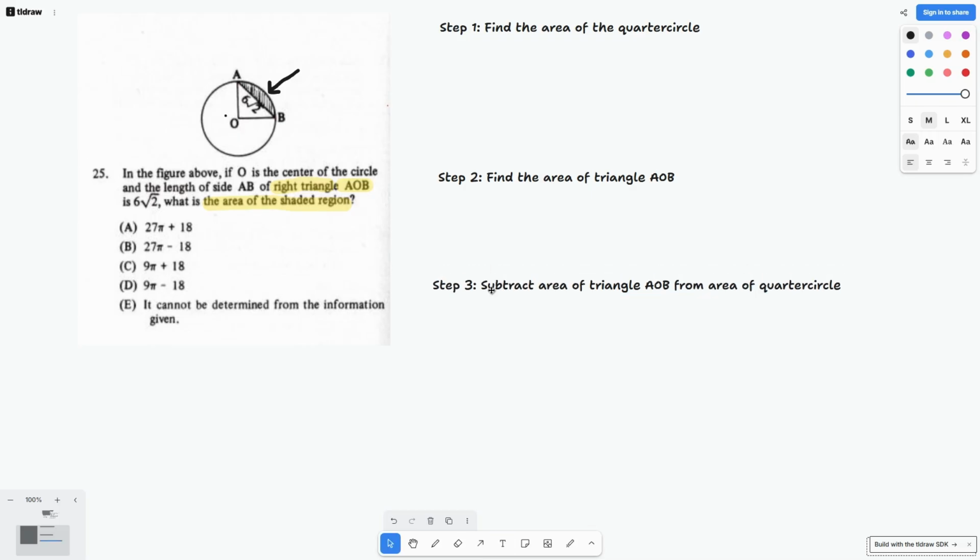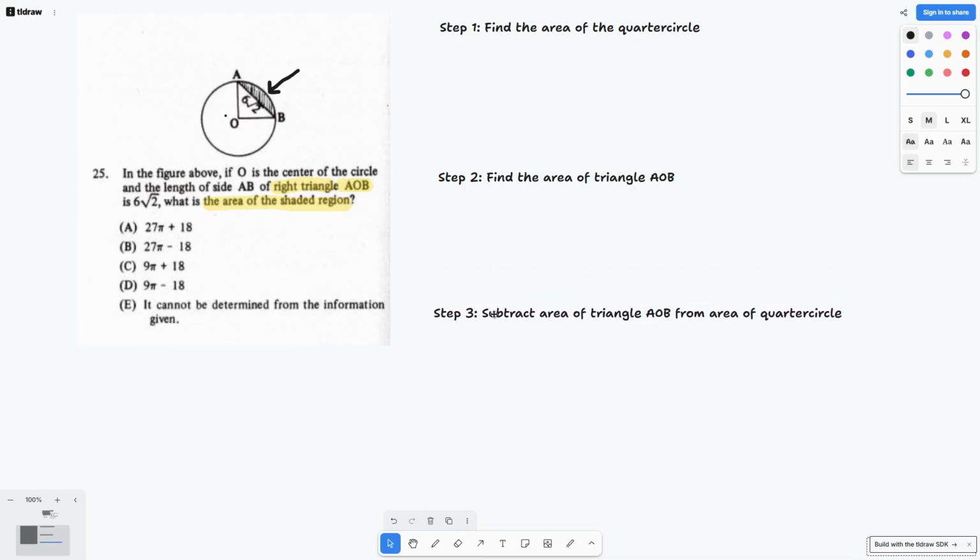All right, let's see if I can move this text down here. That's good. Let's start with step 1, which would be finding the area of this quarter circle. If you remember from maybe algebra or geometry, the area of a circle is pi r squared.